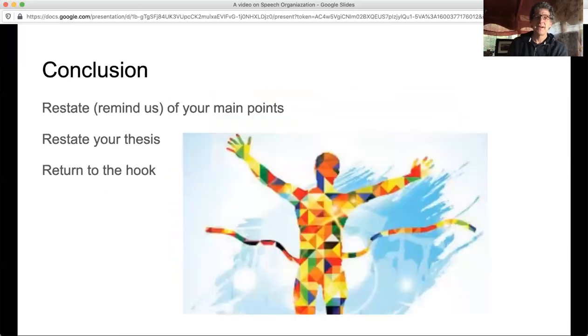Okay. Then the conclusion is where this hourglass gets big again. So you restate your points, you remind us of those. Then you restate your thesis, you tell us what it's about again. And then finally you return to the hook. If it's kind of a story, you return to it.